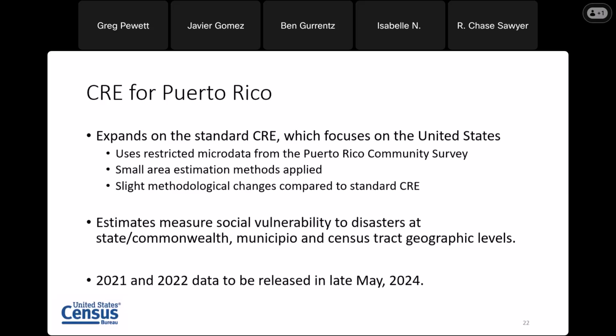The Community Resilience Estimates for Puerto Rico provide an easily understood metric for a community's capacity to withstand and recover from a disaster, such as a hurricane or hazardous event. It expands on the Standard CRE, which focuses on the United States. Using restricted microdata from the Puerto Rico Community Survey and small area estimation methods, the estimates measure social vulnerability to disasters at the state, Commonwealth, municipio, and census tract geographic levels.